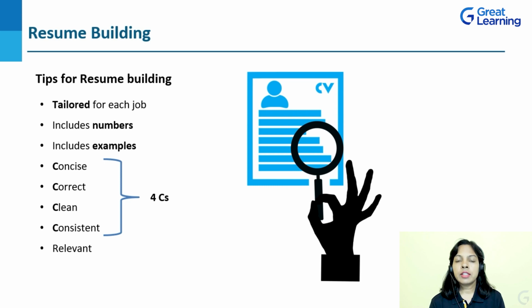Relevant. Relevant with respect to the job you are applying for. Now, it should not be that you are applying for a marketing job and you have not highlighted any of your marketing skills. You have highlighted that you are a good software developer, you have done all the skills, everything, but nowhere is it mentioned that you possess skills which are relevant to a marketing job. Okay, so relevancy is very much important here. These are the tips which are common for any resume for any job profile you are applying for.